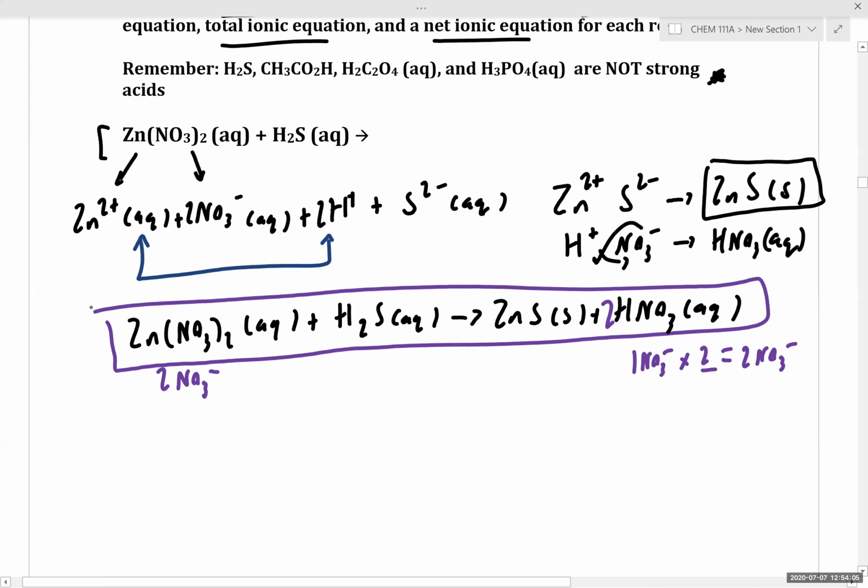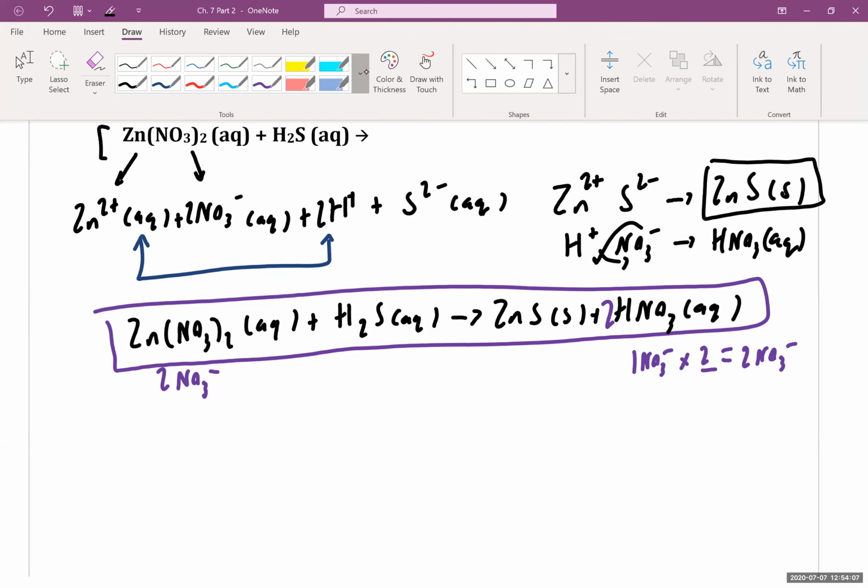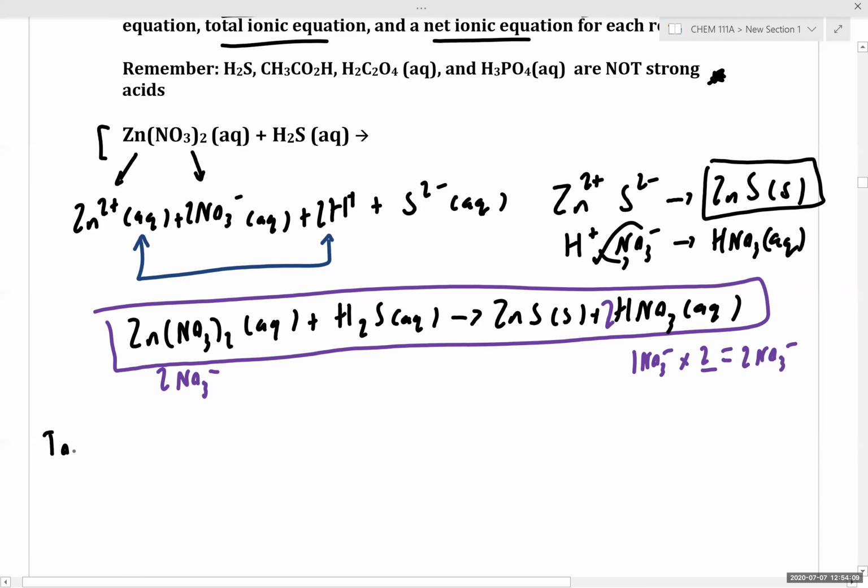Now I'd like you to take about 2 to 3 minutes and write a total ionic equation and a net ionic equation for this reaction. And then we'll discuss this example momentarily. So precipitation reactions are, yes, they're also a subclass of reaction known as double replacement or double displacement. That is correct.